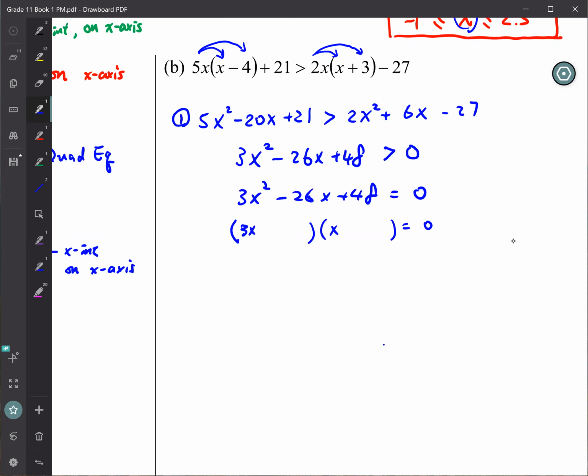What's going on? Couldn't factor, or what's the trouble here? Seven. Okay, we got 8 people now.